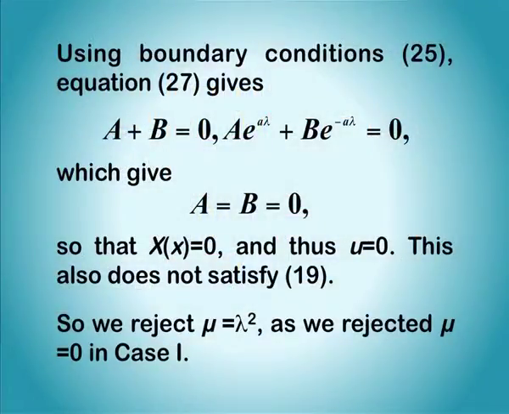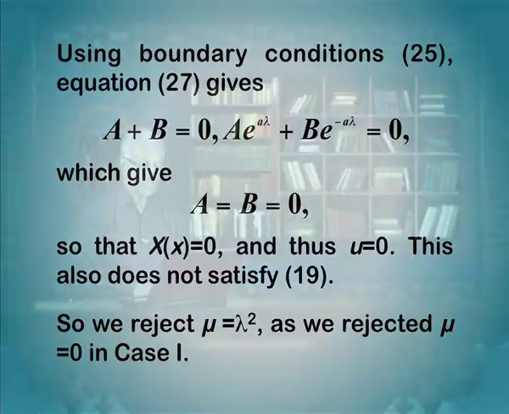What we conclude is this, so that capital X of x is equal to 0 and thus u is equal to 0. But again, very unfortunately, this also does not satisfy 19. It will never, like the one in case 1. So we reject also mu is equal to lambda square, as we have rejected mu is equal to 0 in case 1. We come to case 3. Both cases are avoided, are rejected. We suppose mu is equal to lambda square, but lambda is not equal to 0, which was also in case 2.